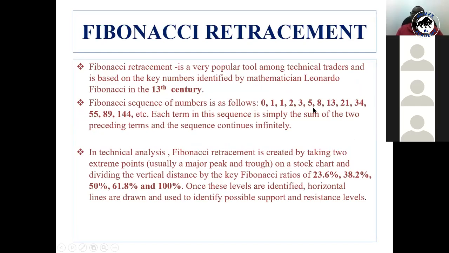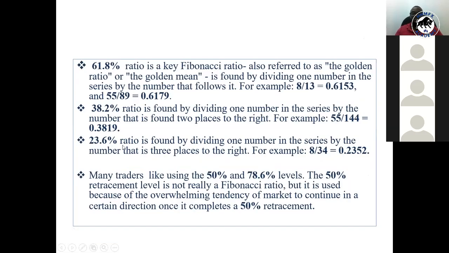Remember, 61.8 you get by taking one number divided by the number that follows, 8 divided by 13. But 38.2 you get by dividing by the number which is found two places to the right, 5 divided by 13 or 8 divided by 21. The 23.6 ratio, you get by dividing one number by the number which is found three places to the right. That's how you can get those numbers, guys.